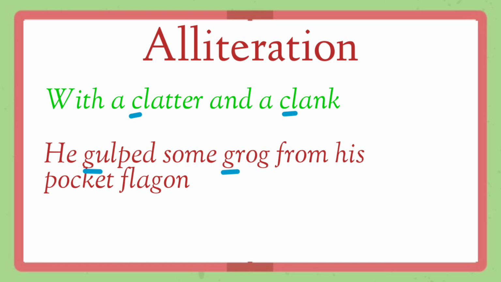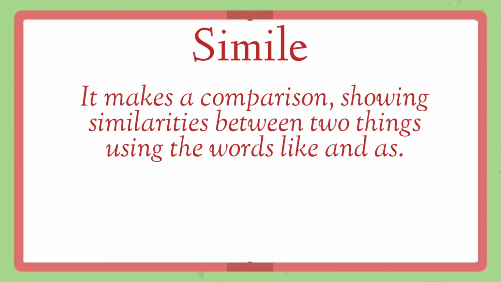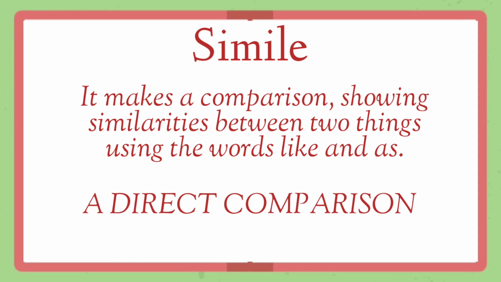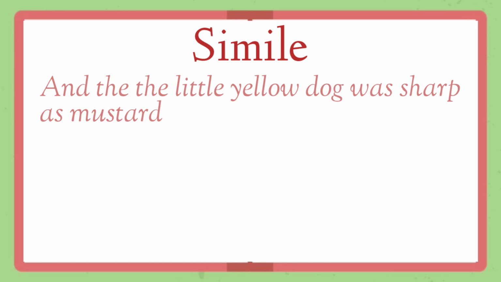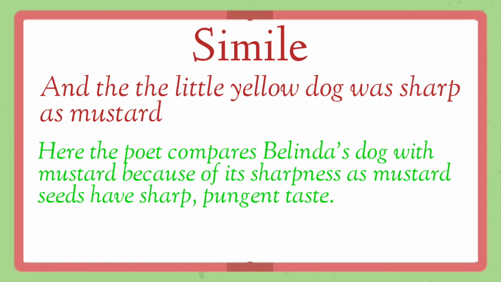Then we also see that there are many places where the poet has used simile. And simile, as you all know, makes a comparison showing similarity between 2 things. There is a use of the words like and as, so it is a direct comparison. The first example is "and the little yellow dog was sharp as mustard." So here the poet compares Belinda's dog with mustard because of his sharpness, and mustard seeds also have a sharp and pungent taste. So that is why the dog is compared to the mustard.